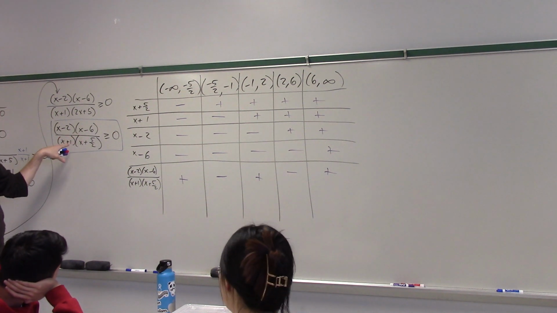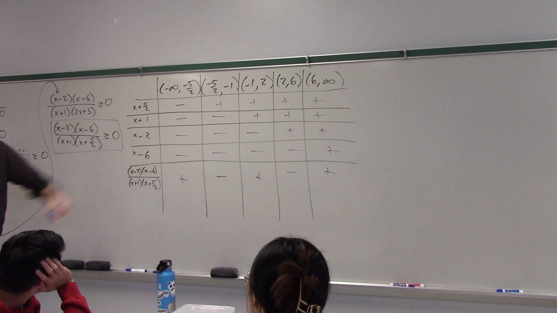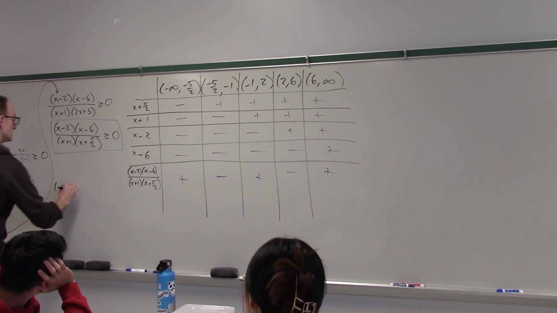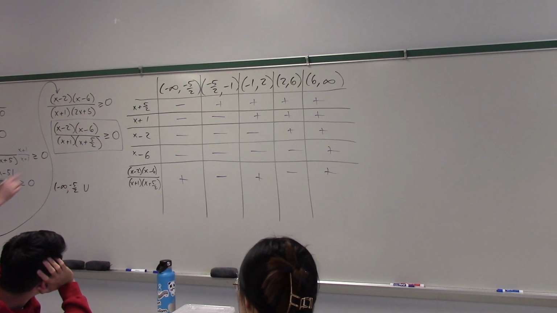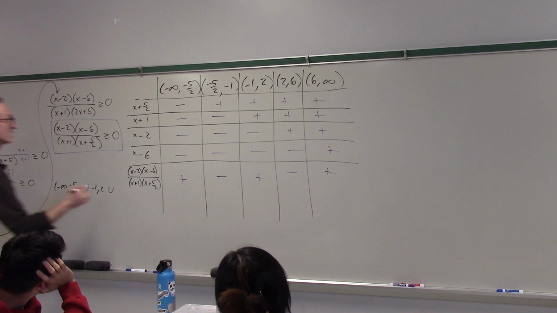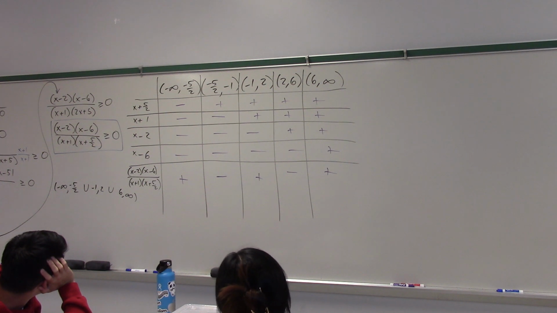It's going to be positive, it's going to be greater than or equal to 0 in those 3 intervals, right? So everything from negative infinity to negative 5 halves, and everything from negative 1 to 2, and everything from 6 to infinity. And then I need to get my parentheses and brackets right.